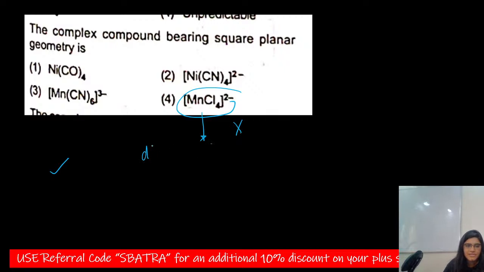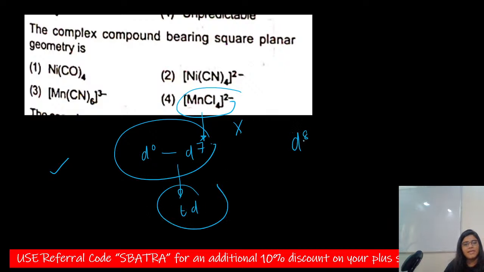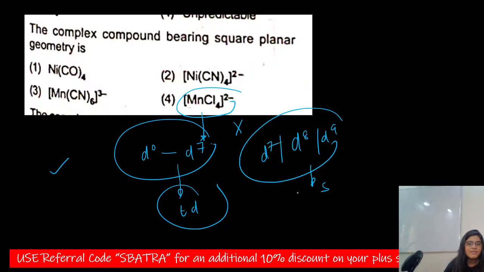If I talk about d0 to d7 systems, they generally form tetrahedral complexes, and d8, d7 and d9 systems form square planar complexes, even with strong field ligands. So I can cancel out this option without any doubts. Now I am left with this option and this option.